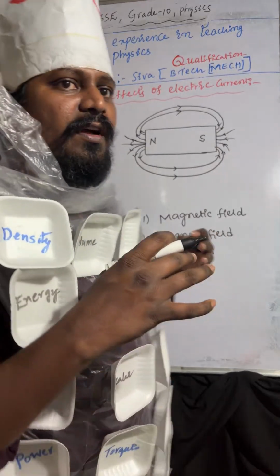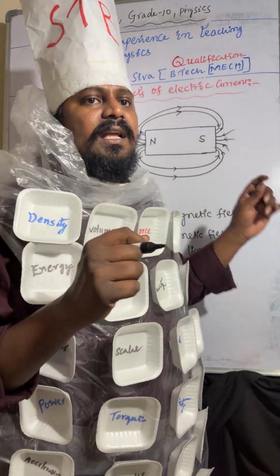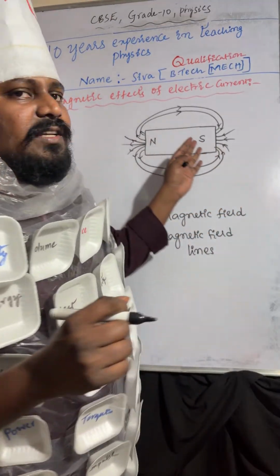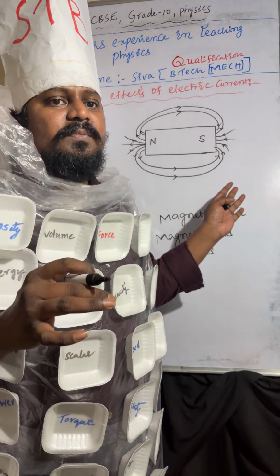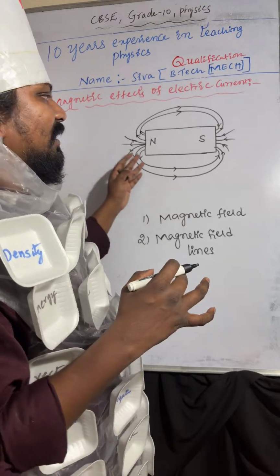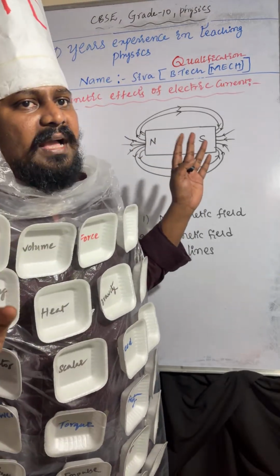Understood? So from the north pole it is moving, towards the south pole it is reaching. From the north pole the magnetic field is leaving, towards the south pole it is reaching. The region or space around the magnet in which magnetic force is exerted is called the magnetic field.